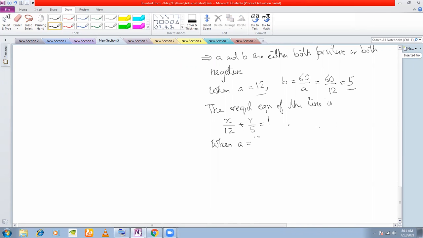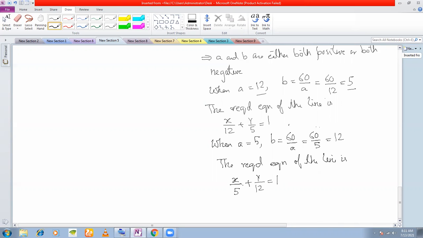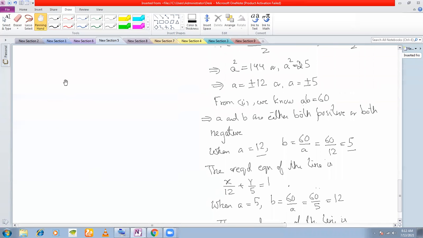So when A is equal to 5, B is equal to 60 by A, which is equal to 60 by 5, which is equal to 12. So the required equation is x by A plus y by B is equal to 1. So this can be another case. This is another answer. In fact, you will get 4 answers in this case. What is the next case?